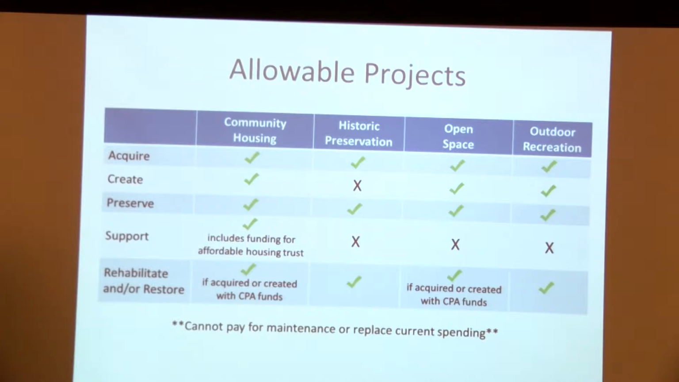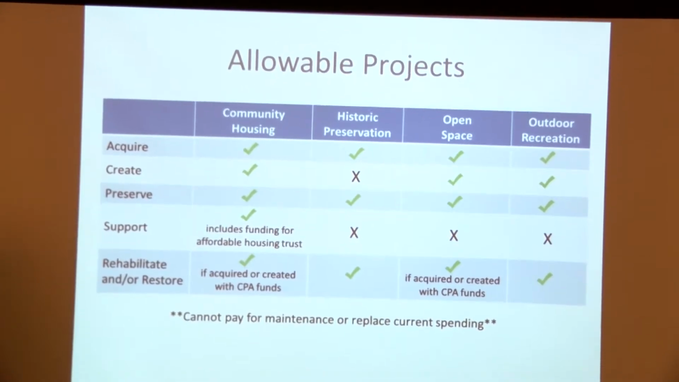We can use it to acquire across all areas. We can use it to create across all areas. You cannot create historic items. They need to become historic in their own right, which is why you can't create them. We can preserve them, and we can rehabilitate across the board, except in the housing and open space categories. We can only rehabilitate or renovate projects if we had acquired them with CPA funds in the first place.